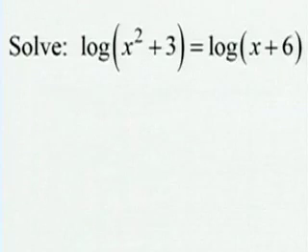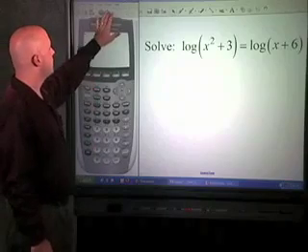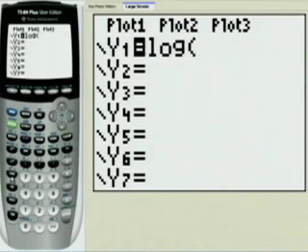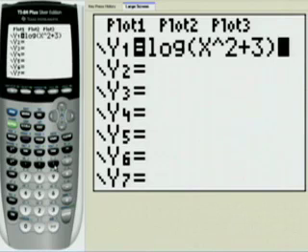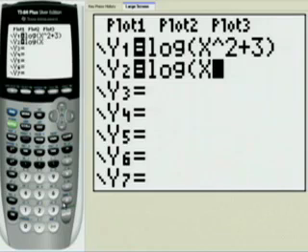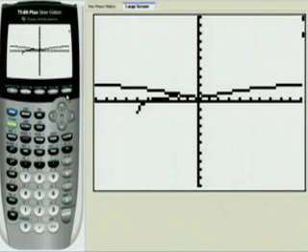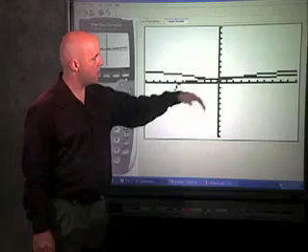To solve our equation, we notice that we have expressions on both sides of our equation. So we'll enter our left side at y1 and our right side at y2, and we'll look for intersection points. We go to our graphing calculator. In y1, we want to enter the left side, which is log base 10 of x squared plus 3, close parentheses. And in y2, we enter the right side, which was log base 10 of x plus 6, close parentheses. We'll graph this using our standard viewing window, minus 10 to 10 in both directions.